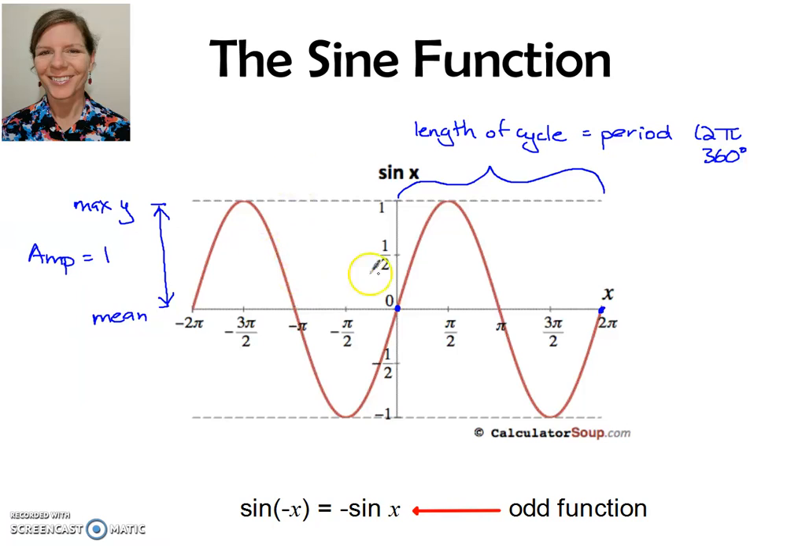But as you'll see a little bit further down the track, we can actually translate this whole thing up and down. So we could shift the mean up to 1, and then your maximum point would be at 2. So it might be helpful to think of the amplitude as halfway between the max and min. Halfway between, sorry, I think I said mean. Max and min.